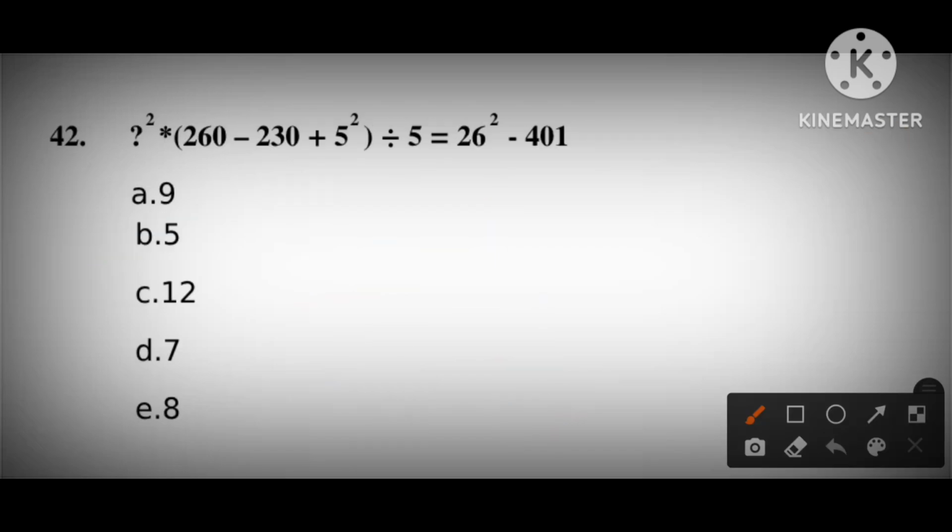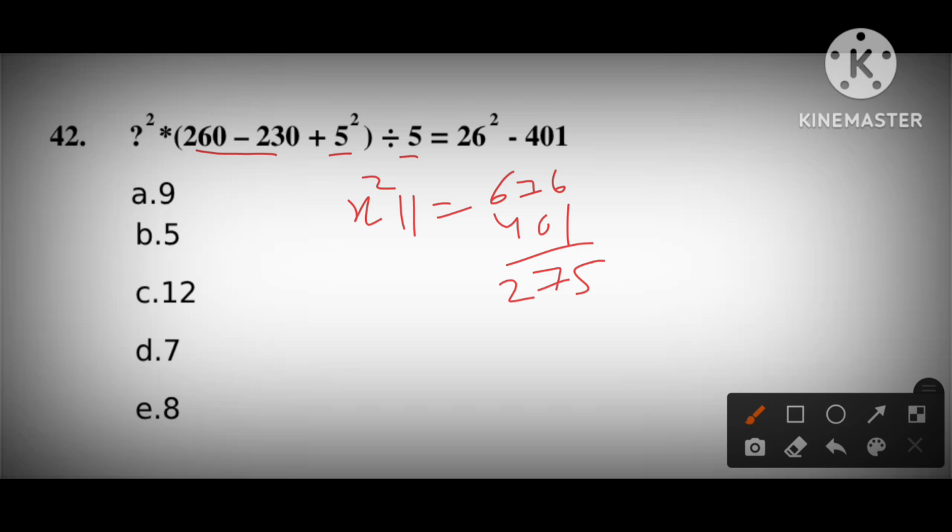Now second question, here 30 plus 25, 55 divided by 5, 11 x square equals to, this is 26 square, 676 minus 401, 275, 11 25 times. So x value is equal to 5. Option B is our answer.